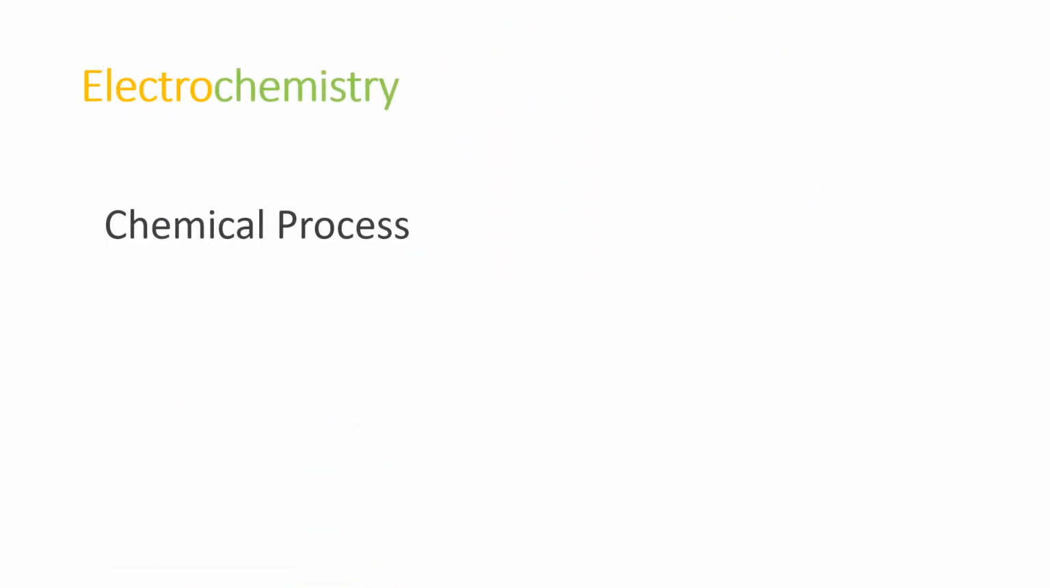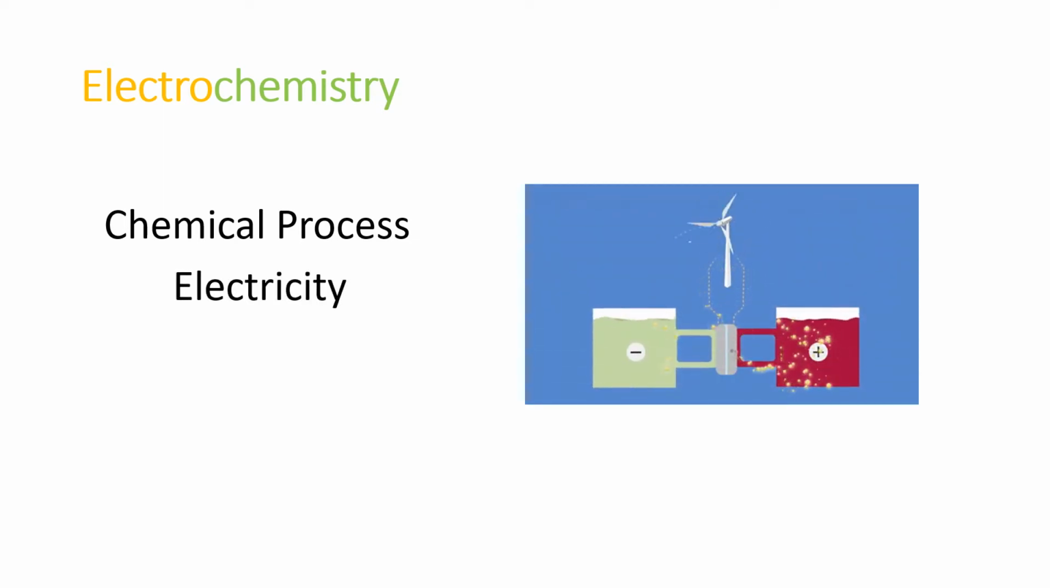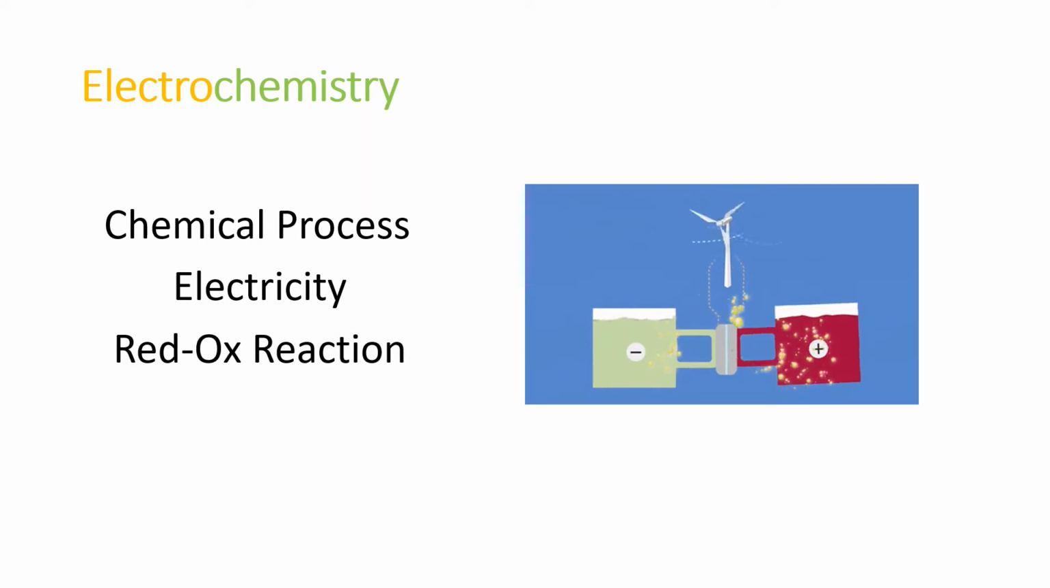Electrochemistry is the study of chemical processes that cause electrons to move. This movement of electrons is called electricity, which can be generated by movements of electrons from one element to another in a reaction known as oxidation reduction, or redox reaction.